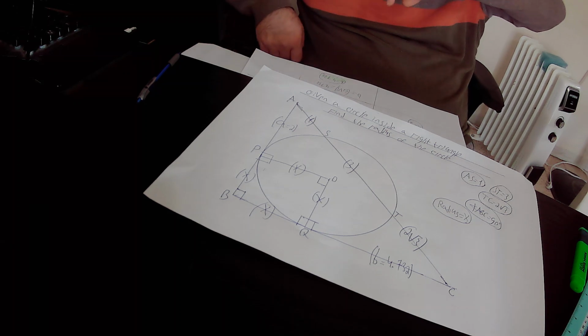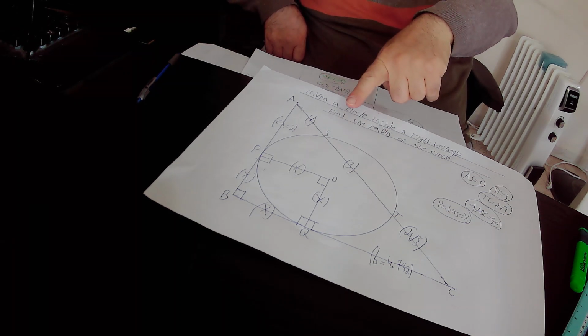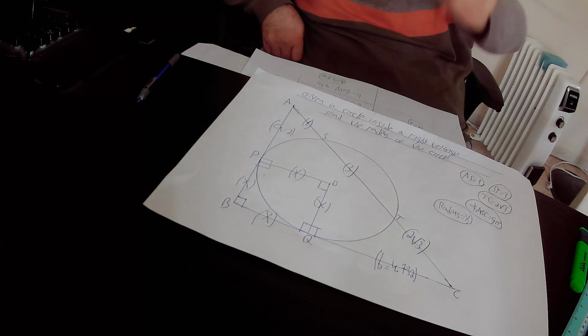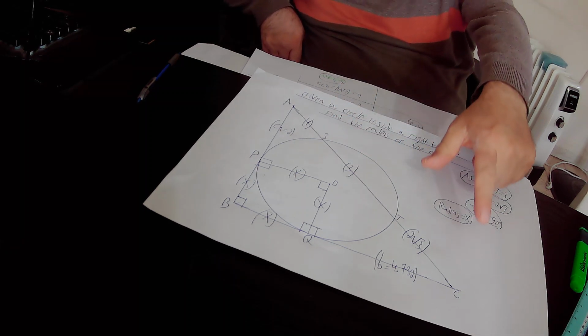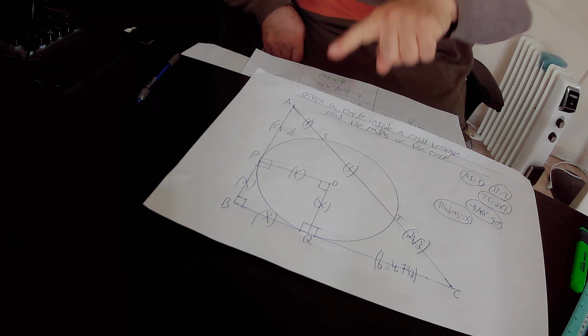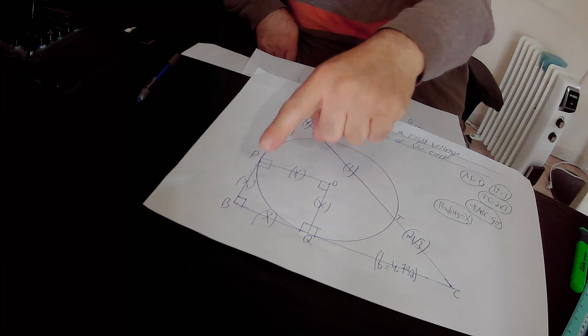In addition, we know that line segment AS equals 1 unit in its length. This is line segment SC that equals 3 units in its length. Line segment TC equals 2 times square root of 3 units in its length. And this is angle ABC, that is a right angle.